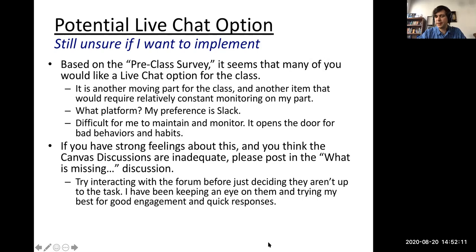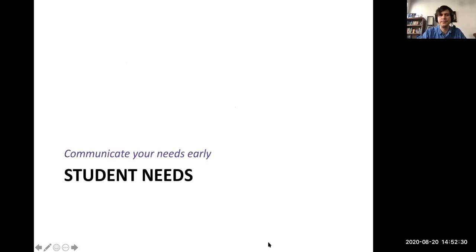Make a post. If somebody already has a post saying that yes, you do like it and suggests a certain platform, then don't post again, just upvote it with a like. Hopefully that'll give me more to chew on over the weekend and early next week so I can make a decision and we can get this started early in the class if we're going to do it.